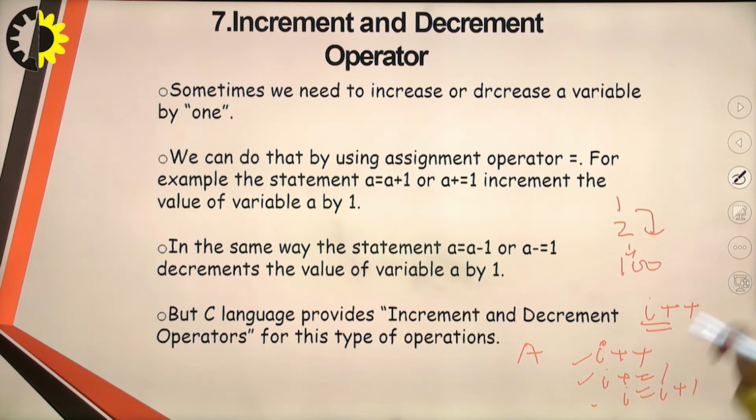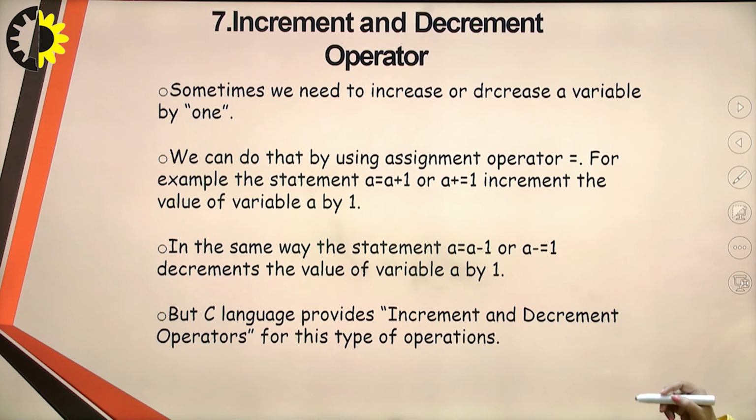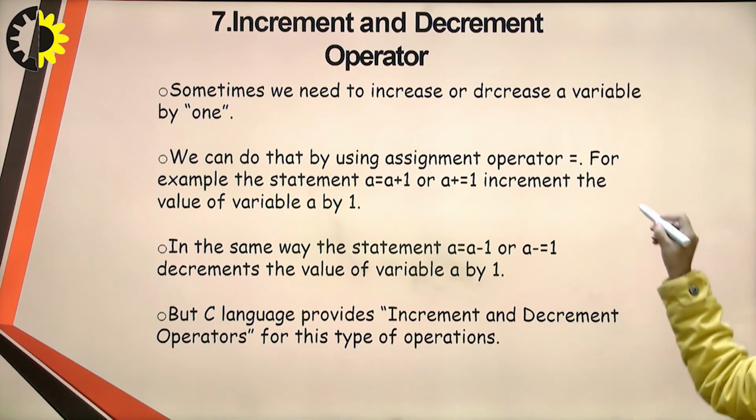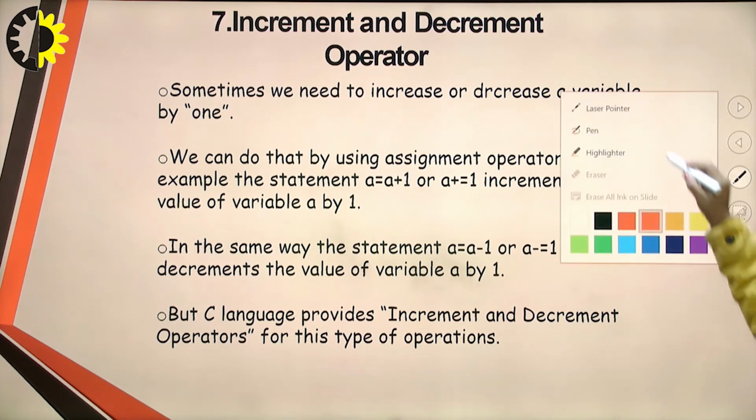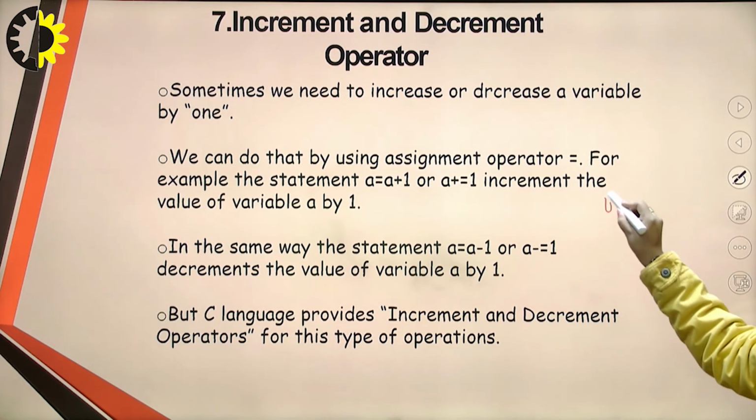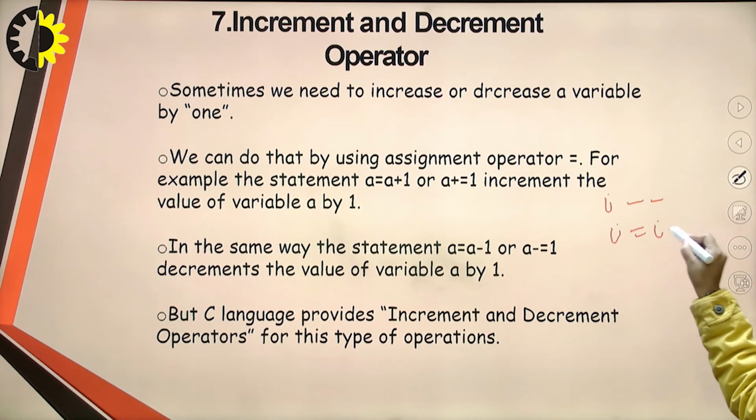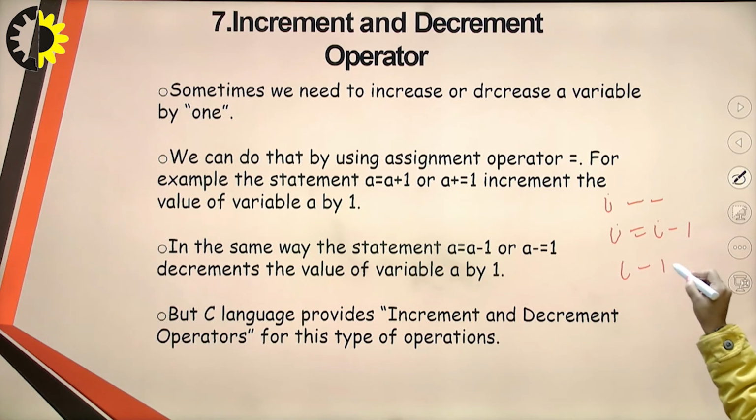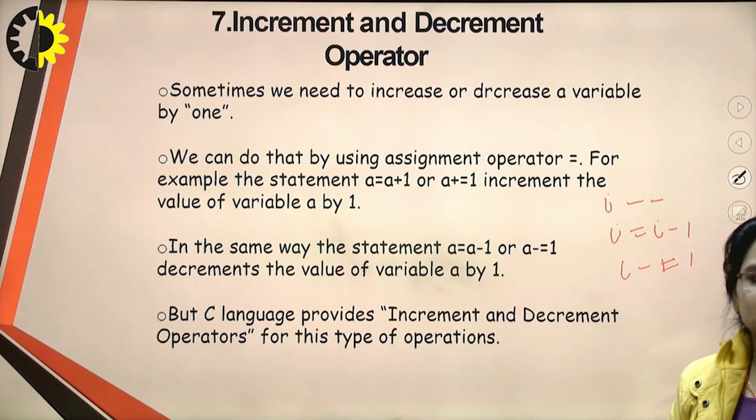In the same way, if we are going to take the decrement operator, suppose it is i minus minus, it is similar to i equals i minus 1, or we can even write it i minus equals 1. So this is quite similar. So the C language provides these operators, increment and decrement operators.